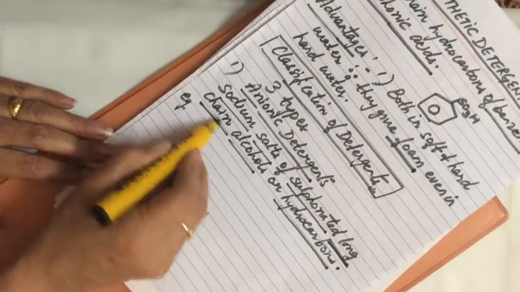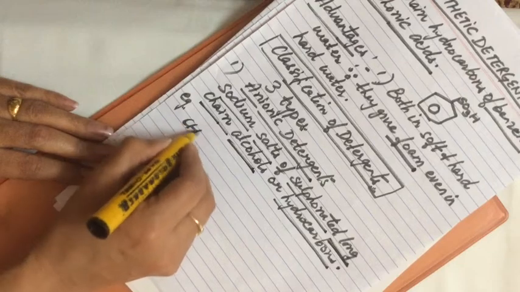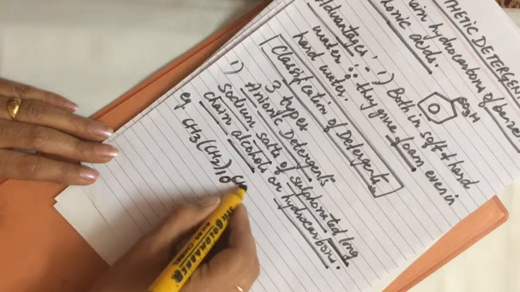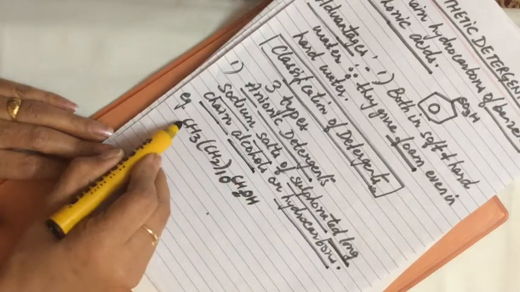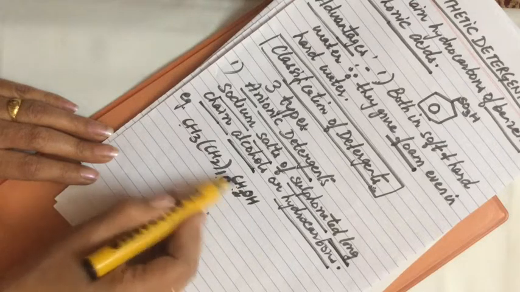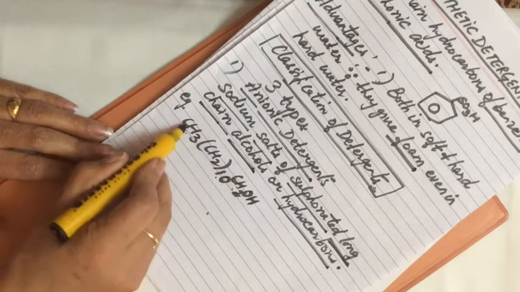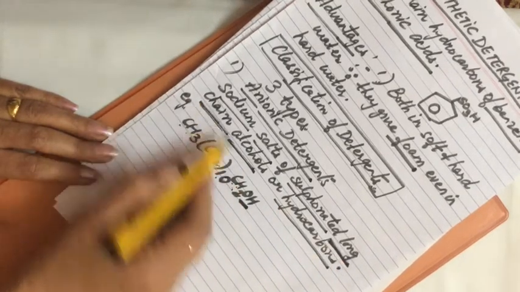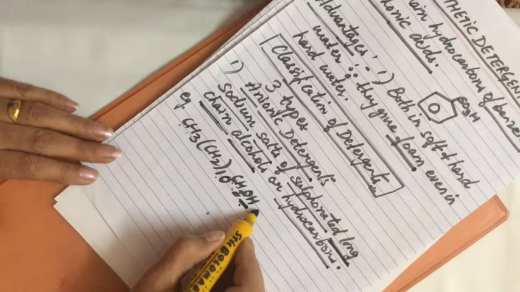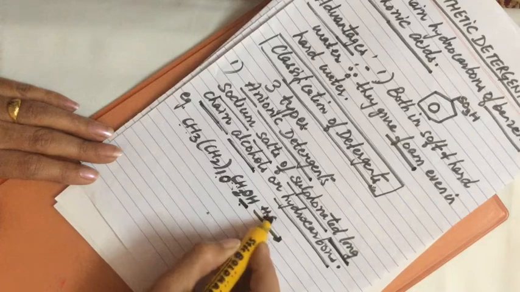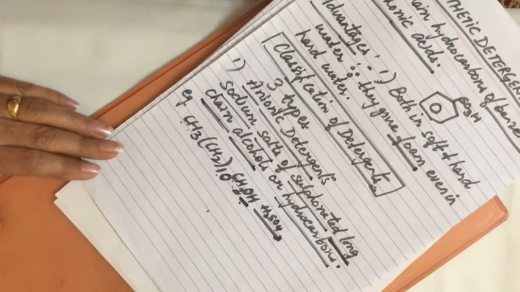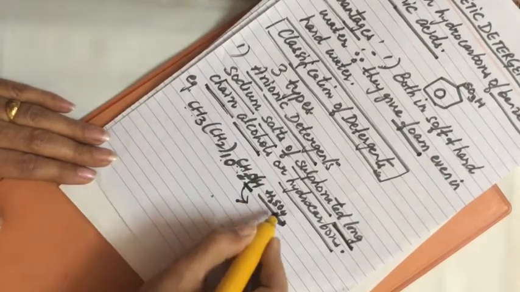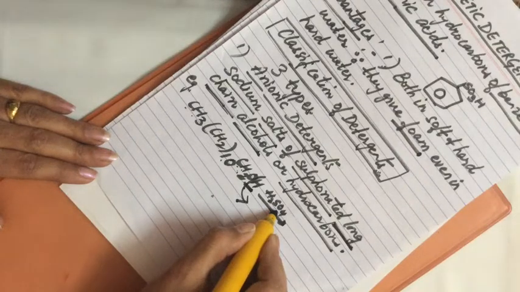I am taking a long chain alcohol, CH3, CH2 whole 10, CH2OH. There are 12 carbon atoms, so this is a long chain. OH is the alcoholic group. So it's a long chain alcohol example. When this is reacted with sulfuric acid, then what will happen? This H is replaced by the sulfonic group in sulfuric acid.